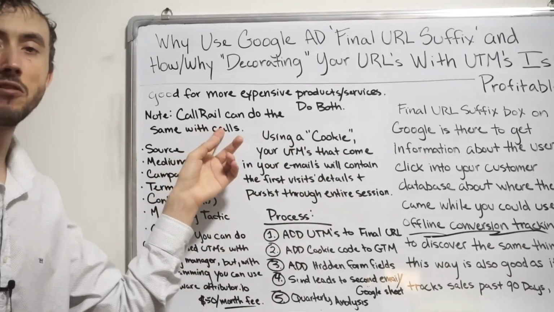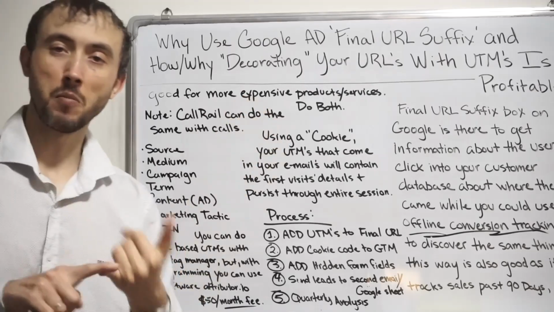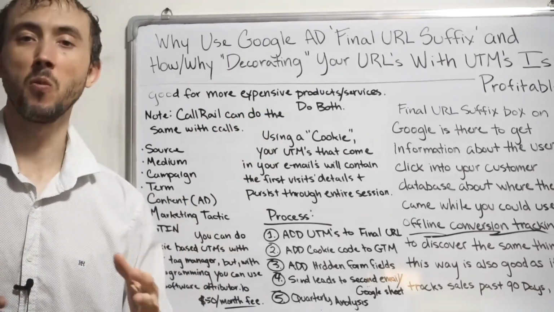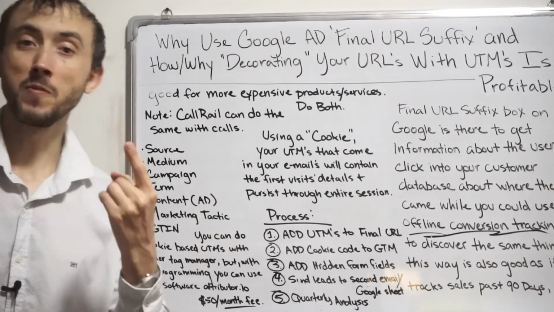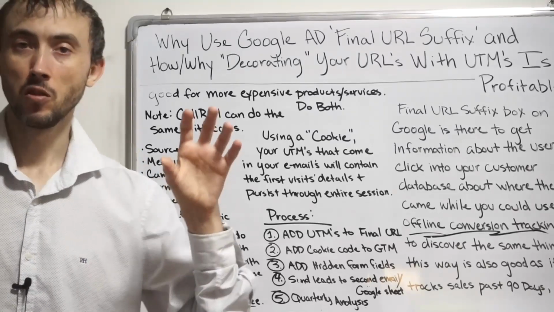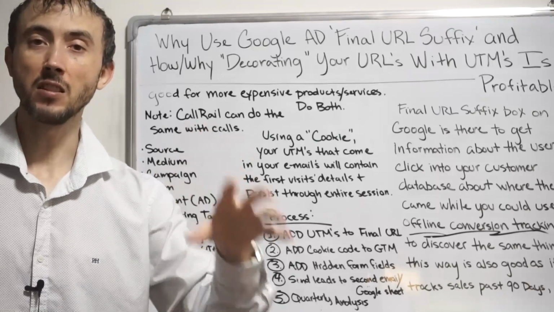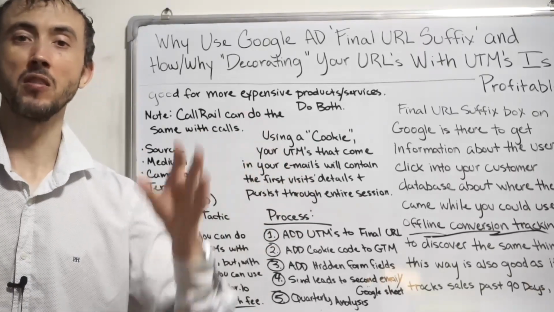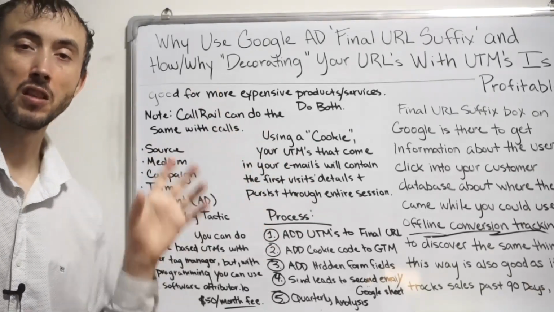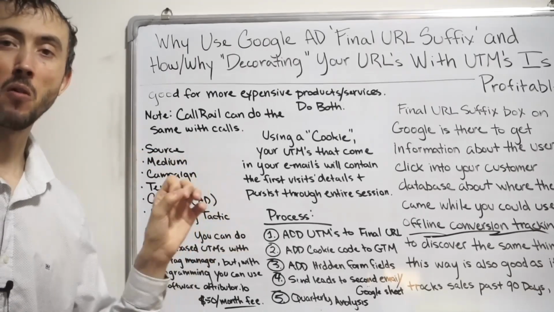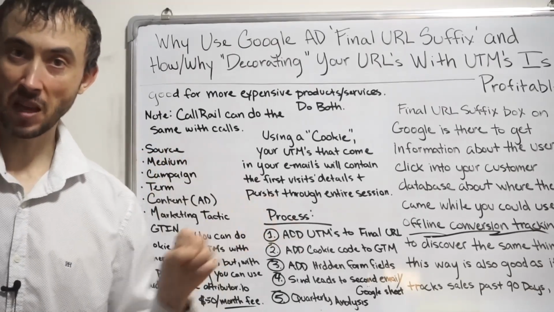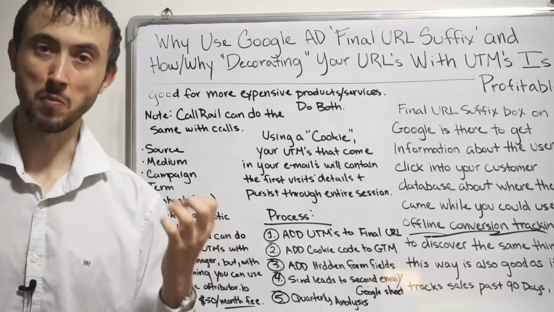CallRail will show you the details about the campaign they clicked on, the keyword they typed in, and so forth from the first visit. It's not going to show you by default what happened on the last ad they clicked on before they turned into a phone call. It'll tell you what they did the first time they came to the site, because it's all automatically cookie based.